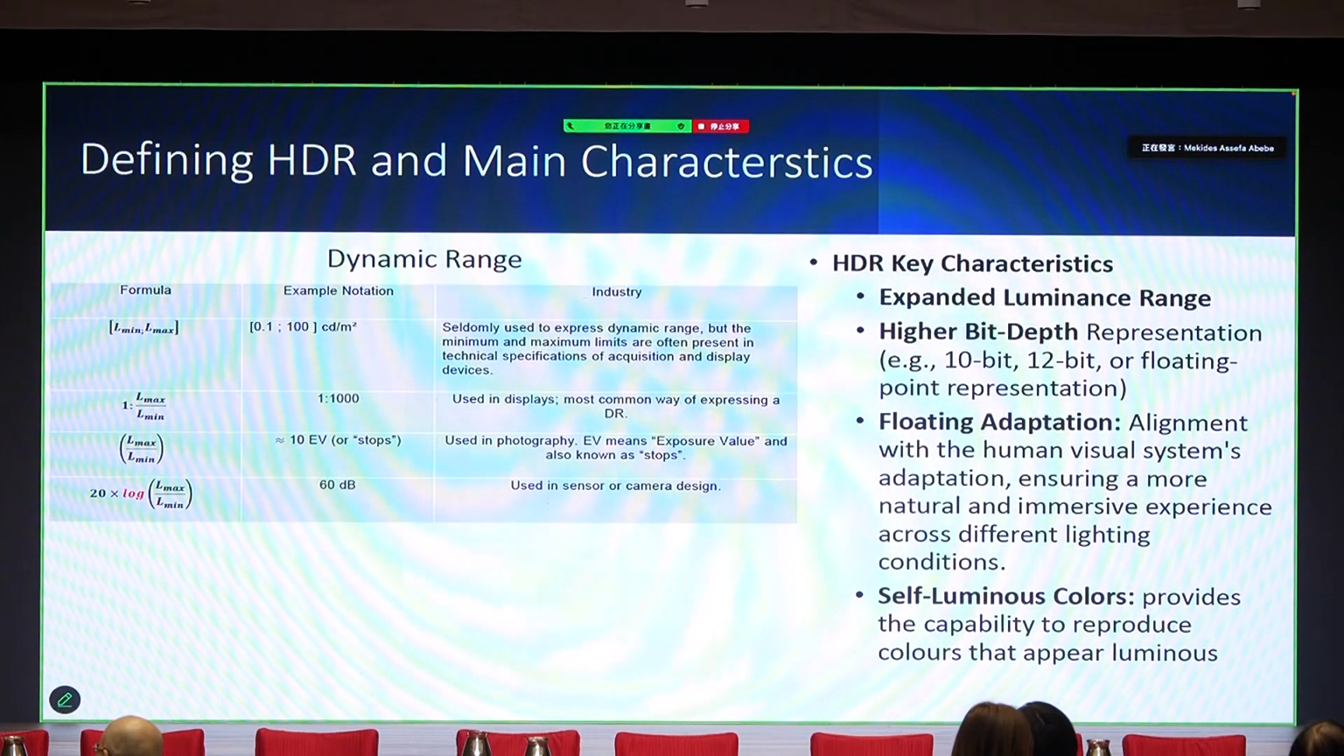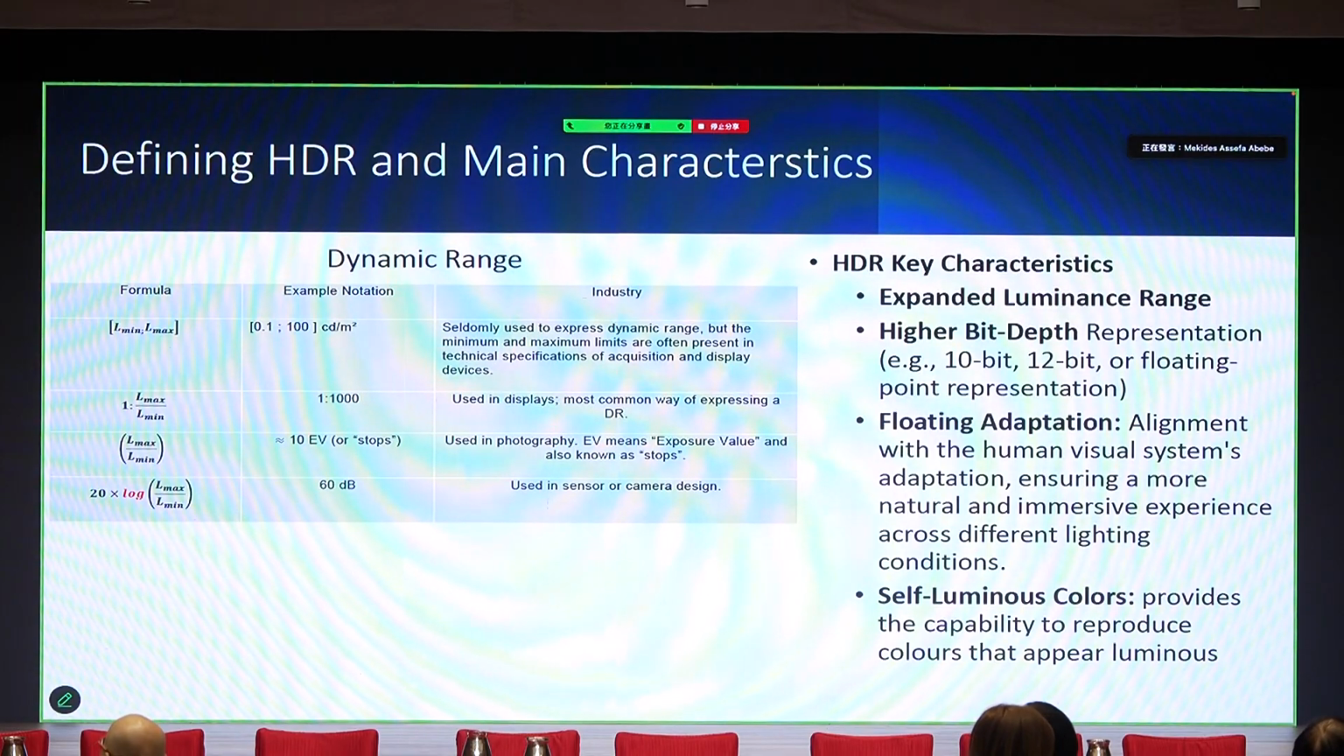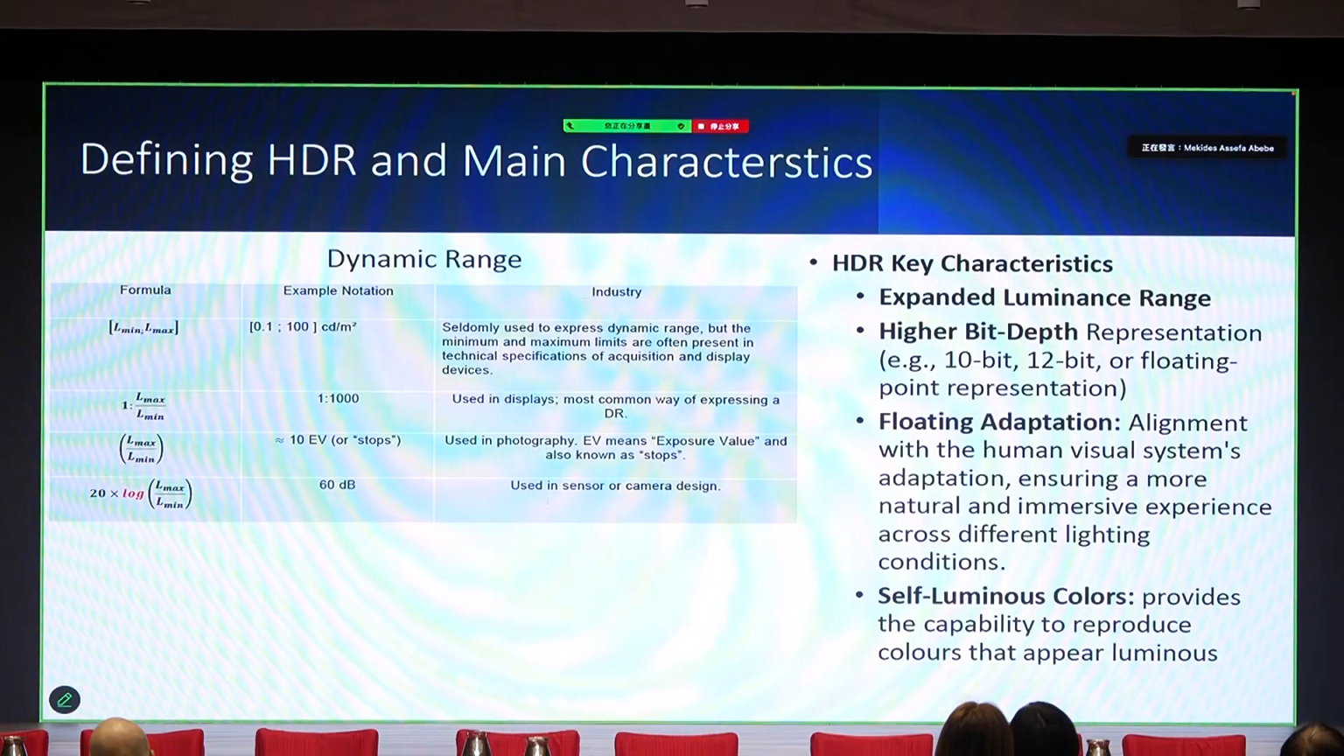In that case, there was a lot of discussion, because we cannot really come up with a threshold to say that above 100 candela per meter square it should be HDR, and lower than that it should be SDR. Even though there are some standards defining high dynamic range content like that, in our TC we have discussed this a lot, and we came up with this recommendation, which says that high dynamic range content should have these key characteristics.